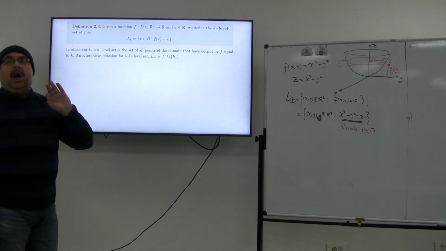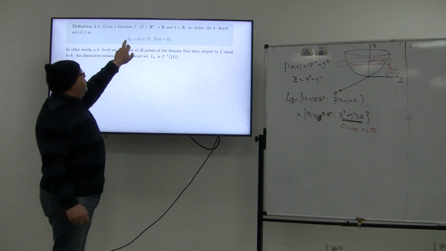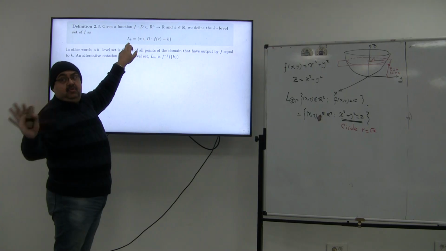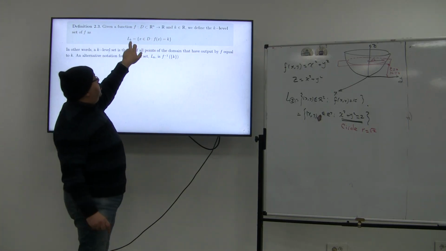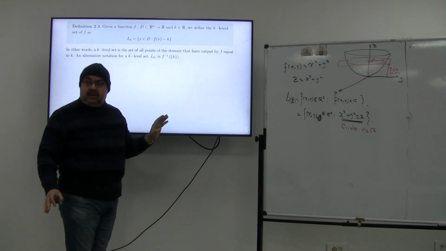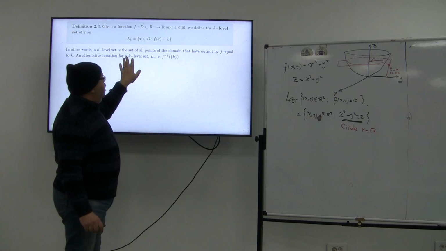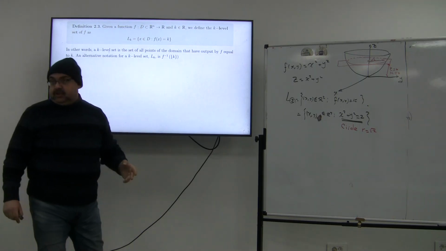It can be symbolized by the following. Either write L sub k, in which case all you have to do is write your equation and make it equal to this value, which is 2 or whatever, and then I will be able to get the shape of the intersection.